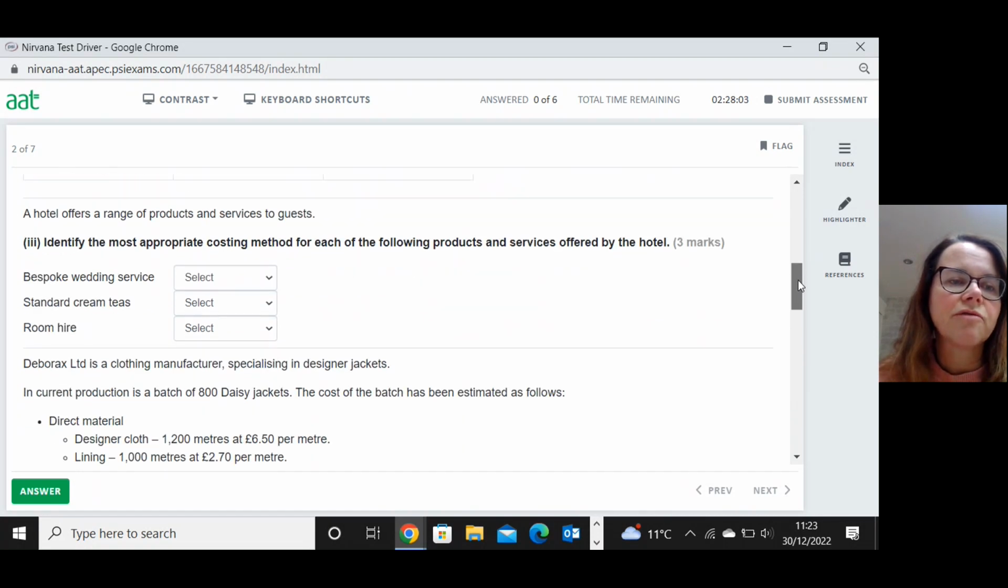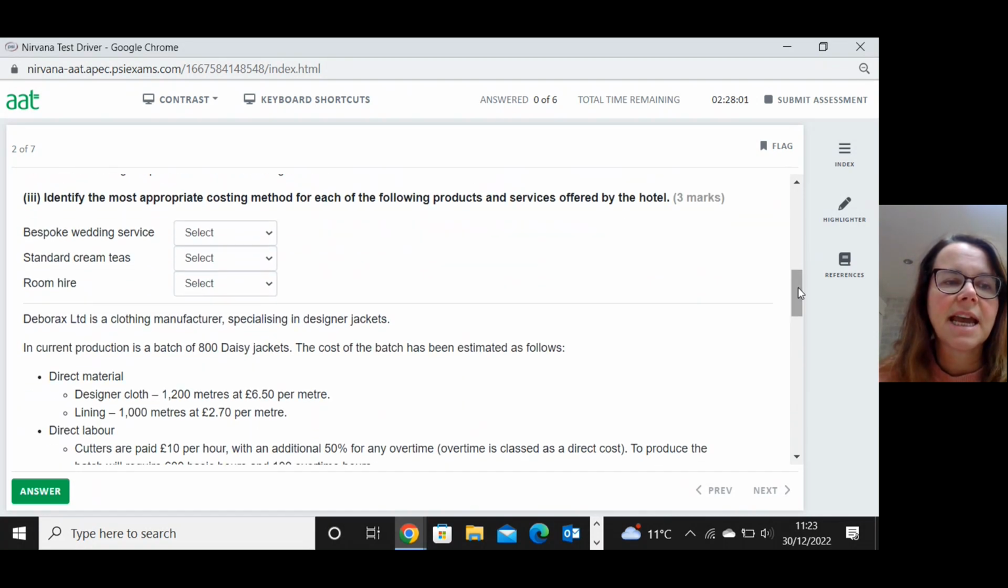A hotel offers a range of products and services to guests. Identify the most appropriate costing method for each of the following products and services offered by the hotel. Right, so a bespoke wedding service. Bespoke means it's a one-off, so that would be costed as job costing.